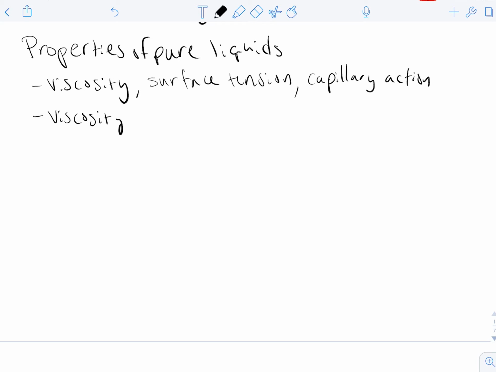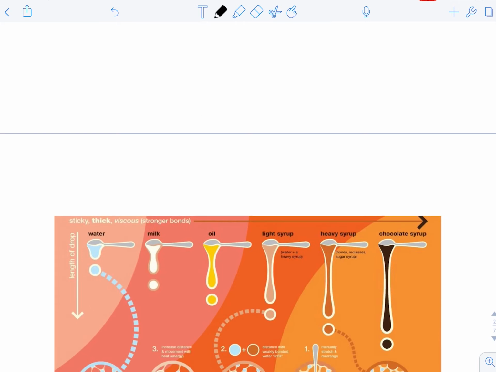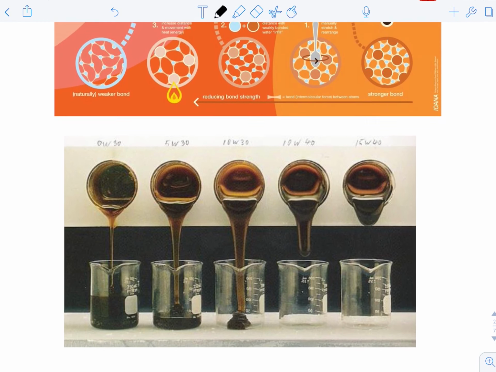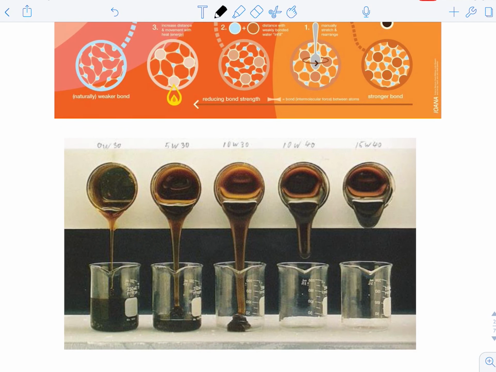Viscosity is the resistance of a liquid to flow. I've got a picture down here so we can look at what viscosity looks like. Water is not very viscous. Milk is a little bit more viscous. Oil, even more. As we get into syrups, we get even more viscous substances, and different types of oils. Things that flow very easily are low viscosity. Things that have a hard time flowing would be considered higher viscosity.